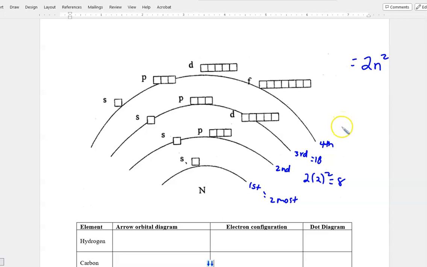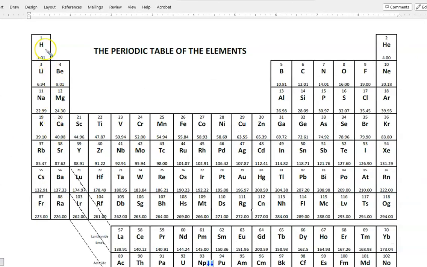So one thing that you were taught in high school is that it fills this energy level and then moves on to this one, fills that one, moves on. What we're going to see is that's not always true. So we're going to start easy. We're going to start with hydrogen. Hydrogen's number 1 on the periodic table. So here is hydrogen. It's number 1.